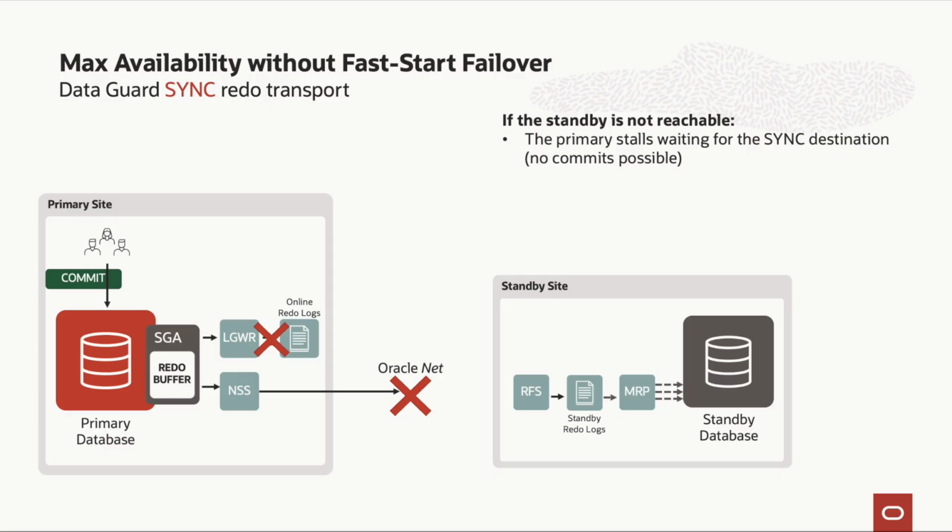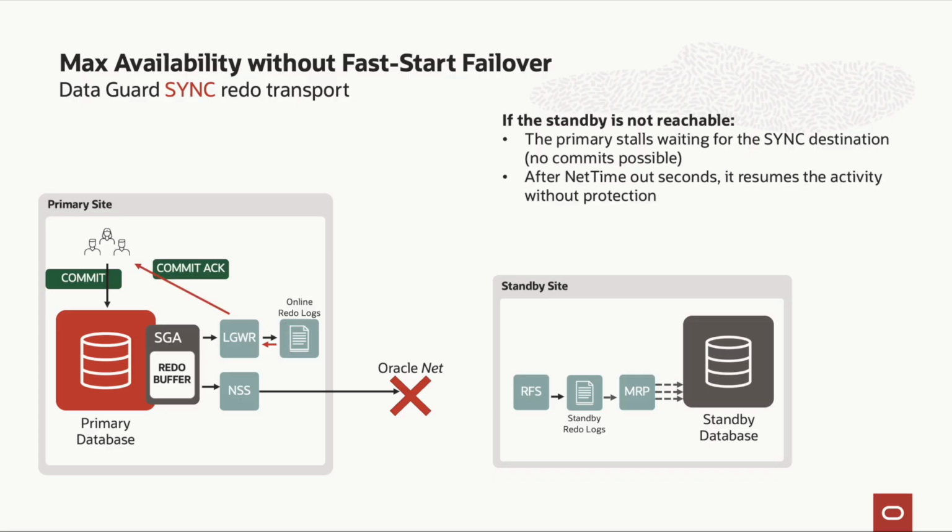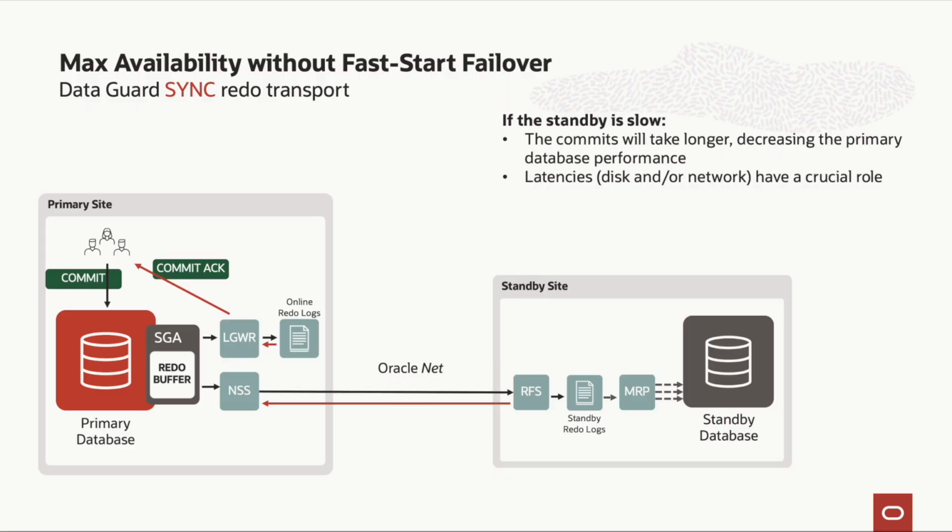In the case of max availability without Fast Start Failover, if the standby is not reachable, the primary stalls waiting for the sync destination, so again no commits are possible. And after the net timeout seconds, it resumes the activity without protection. Now if the standby is slow, the commits will take longer, decreasing the primary database performance. Thus latencies, disk and or network have a crucial role.